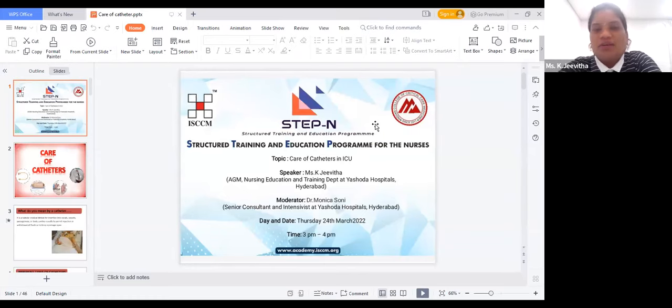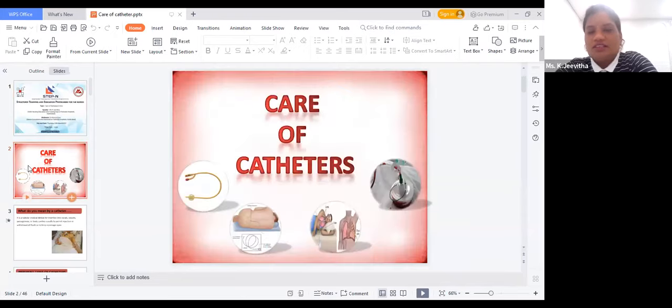Before starting my session, I would like to tell about the catheters. In ICUs, catheters play a major role, because whenever the patient is on catheters, as a nurse, we have to look after the patient and we should know the different types of catheters. Mainly today we'll focus on how to take care of the catheters. The care of catheters is very important in administering the medications.